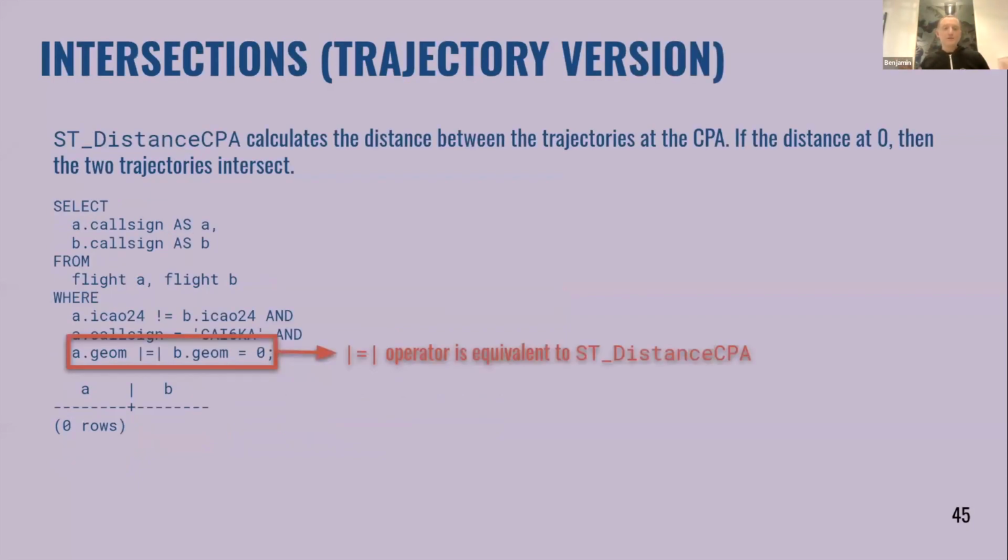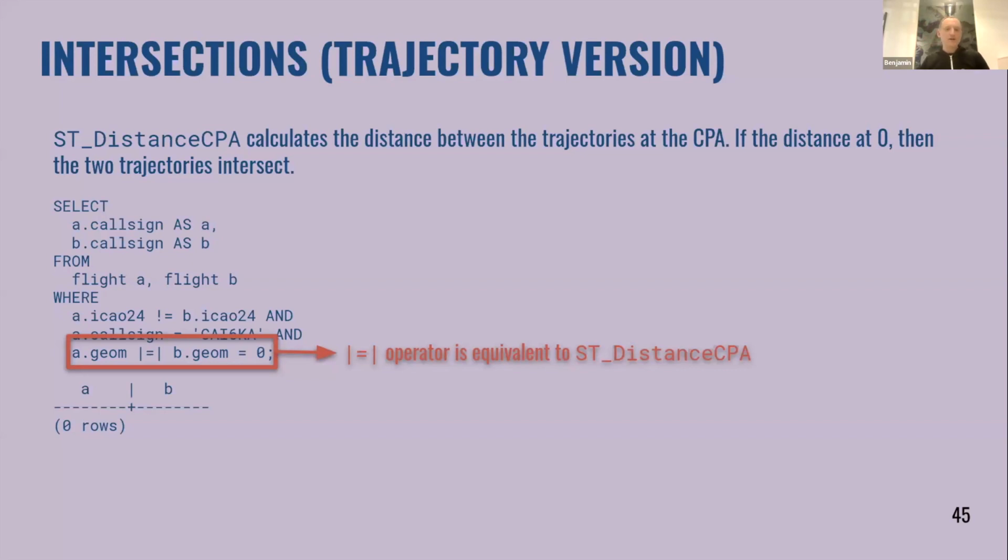So this brings us to the final thing, which is four-dimensional intersections. How can we find out if two paths crossed in 4 dimensions? Well, you have to use something called ST_DistanceCPA, which says what was the distance between 2 points when they were at their closest point of approach. So that's the function name.